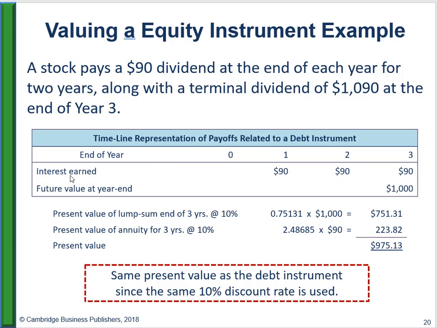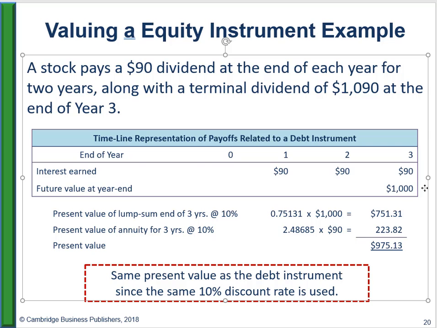So we hold a stock, we get a $90 dividend in year 1, we get a $90 dividend in year 2, we get a $90 dividend in year 3, and then we sell the stock for $1,000. So just call this, I don't know, 10 shares of GE or something like that. We can value those cash flows the exact same way that we just valued the cash flows with the bond.